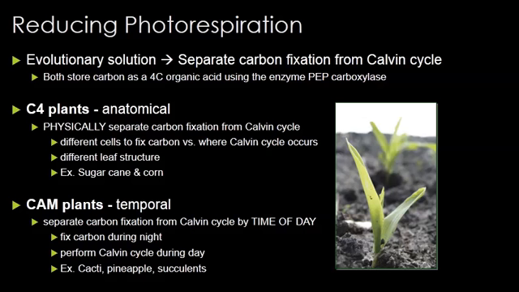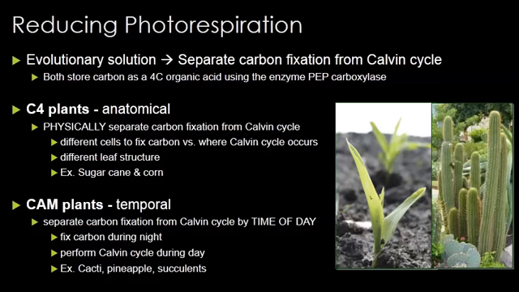Now, CAM plants are a little different. Instead of transporting it to another cell, they do it at a different time of the day. These plants tend to have evolved in desert environments or tropical environments, depending on the humidity. Pineapple and cacti and succulents.